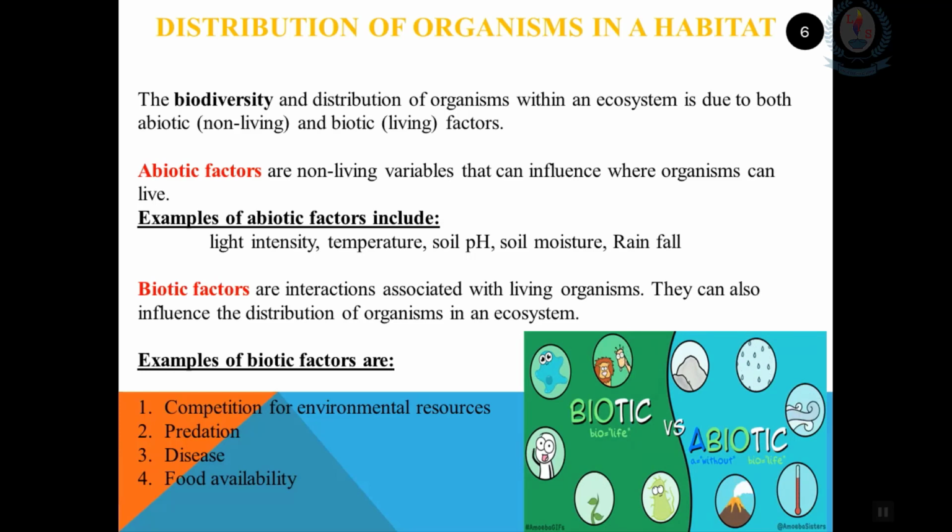Biotic factors are the living elements of a habitat that affect the ability of a group of organisms to survive or thrive in that particular environment. For example, the number of suitable prey species will affect the number of predators in a habitat. Any kind of living factor which is going to affect the living organisms is a biotic factor. As examples, competition for environmental resources, predation, diseases or parasitism, and food availability can be named.